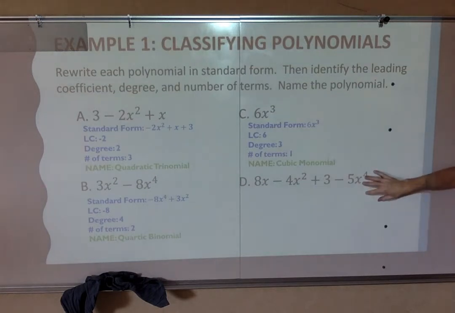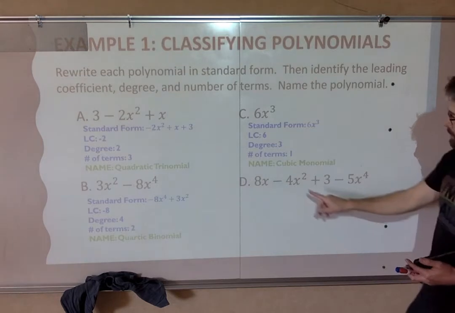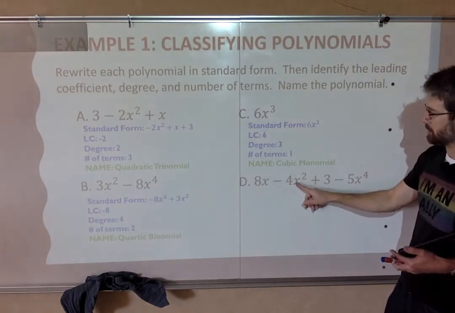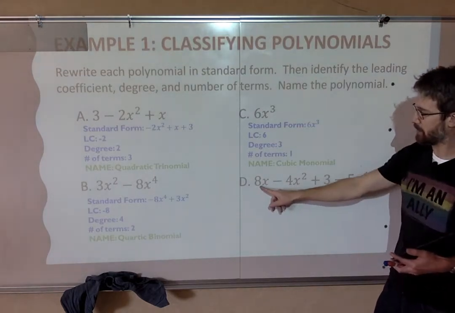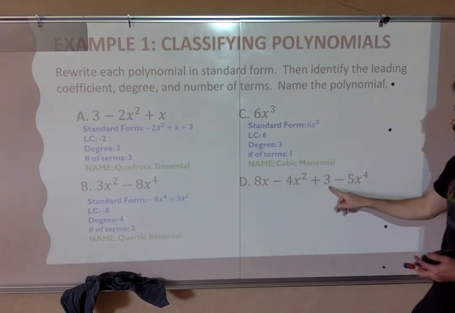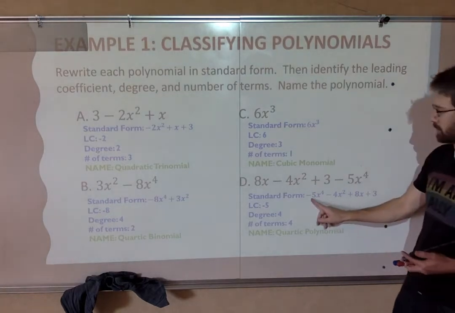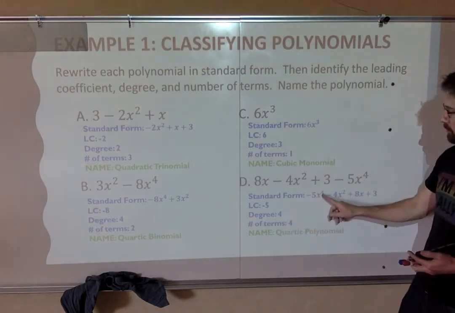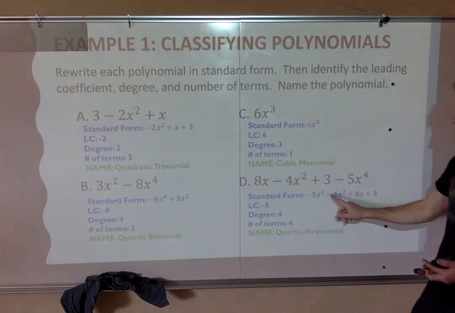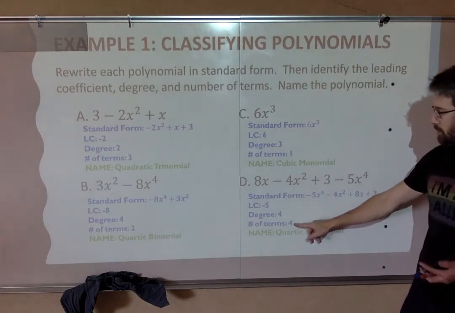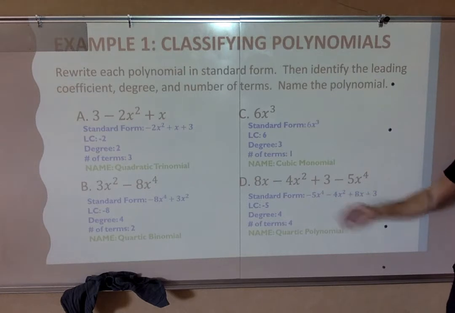Then our last one here, highest exponent is 4, so that term moves in front. Next one is squared, so that's going to be second. The x is going to be the 3rd term, and then the 3 is going to be the last term, and it will look like this. Then the leading coefficient is the -5. The degree is 4. There are 1, 2, 3, 4 terms, so this is a quartic or 4th degree polynomial.